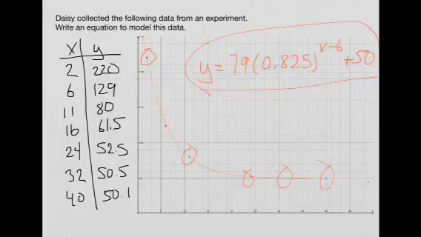Always when you're writing these models, take the time. Plot your scatter plot. Plot the equation. Plot the model. See that it makes sense.